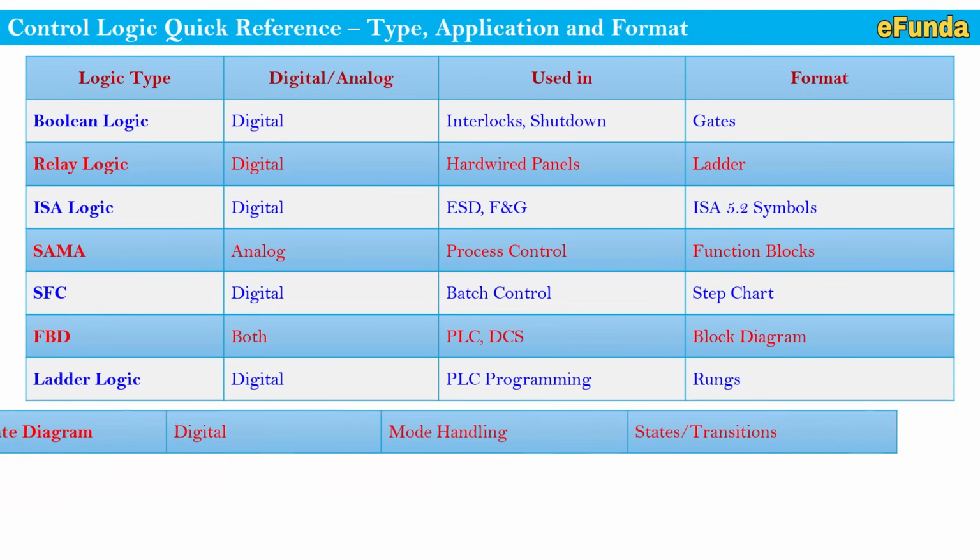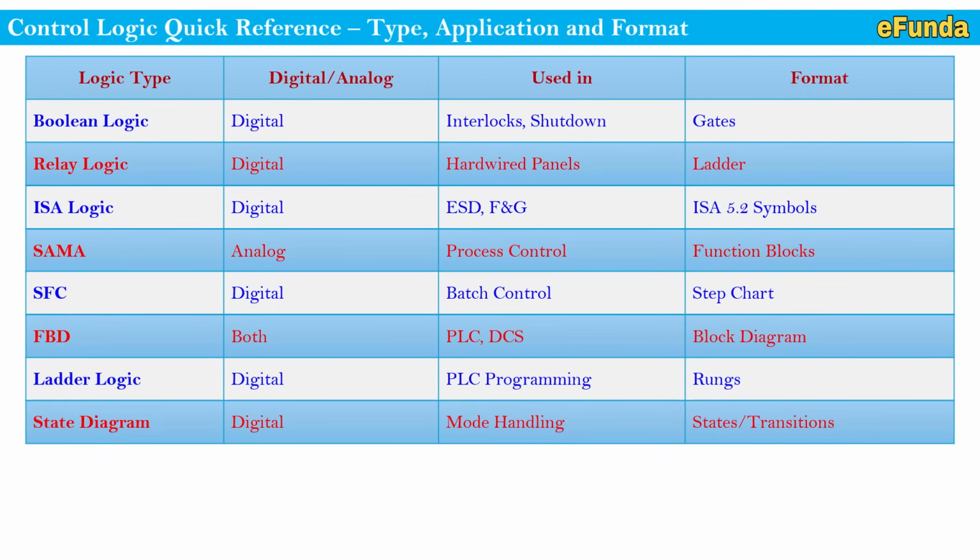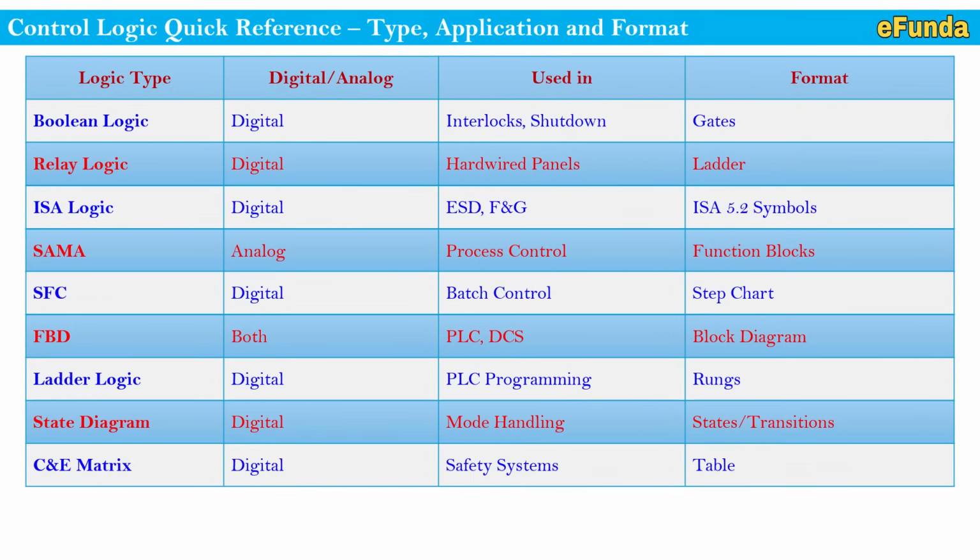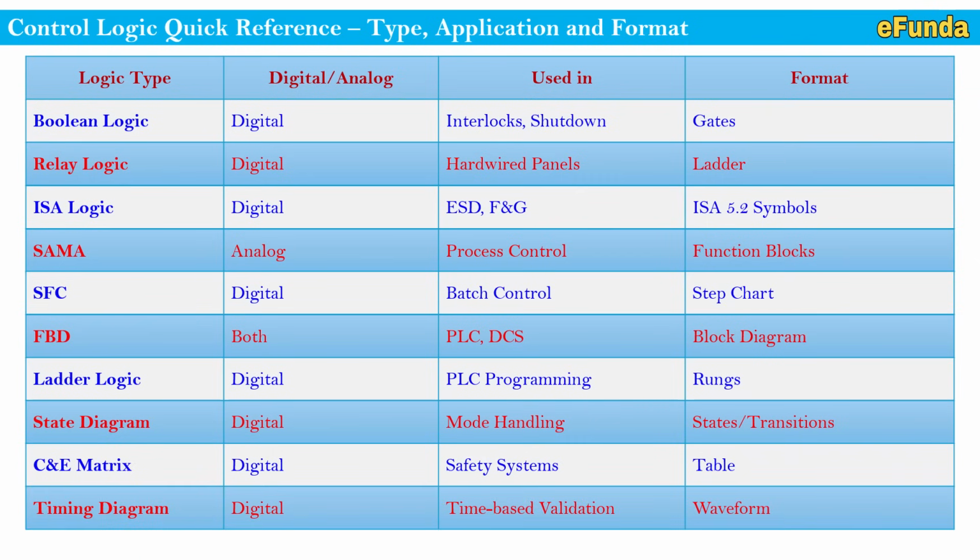State diagram is a digital type used in mode handling. Format is states or transitions. Cause and effect matrix is digital, used for safety systems, and the format is a tabulated method. Timing diagram is digital, used for time-based validation, and the format is a waveform to indicate the transition time from 0 to 1 and to include the timing delay based on the application.